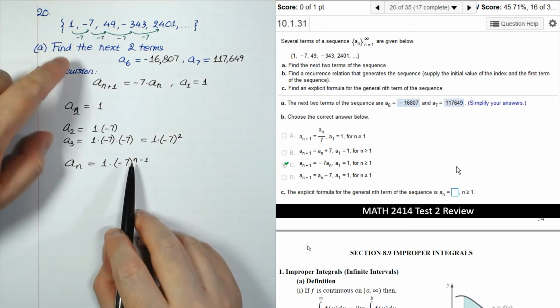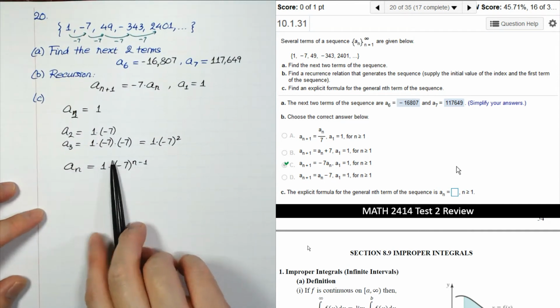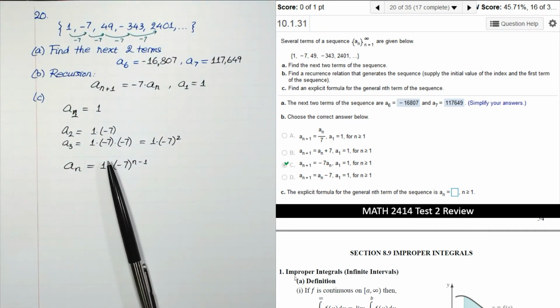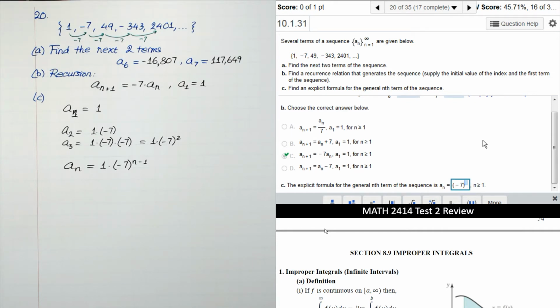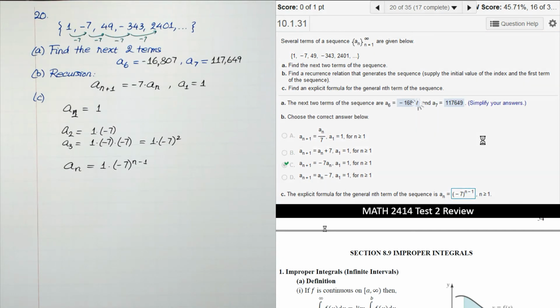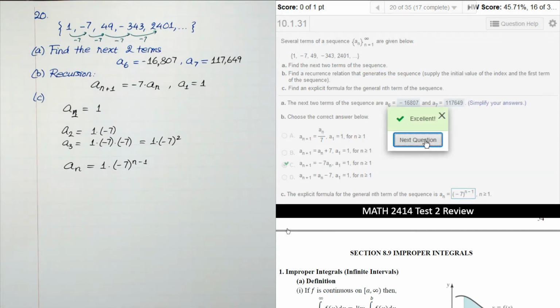So n minus 1 of the -7 to get from 1 to that particular term. We don't even need to type 1. We just say -7 to the n minus 1. Right, that's good.